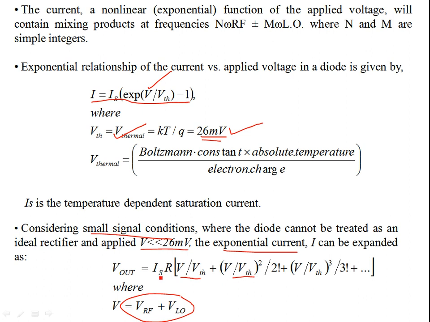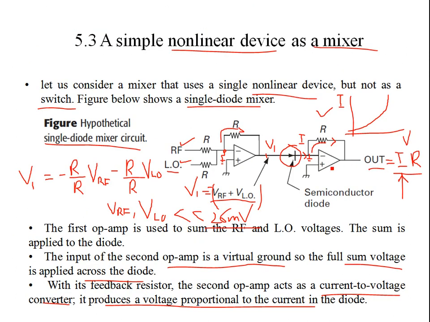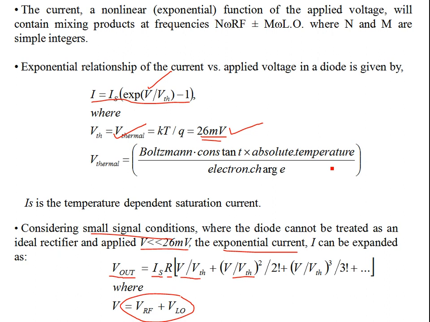So you see that this is your saturation current multiplied by R, and this is what you get at the output. This is the current to voltage converter, that's what you have at the second op-amp. Now, the first thing to notice is that this is IS exponential V, and we have expanded this in series, and this current multiplied by R is what you have at the output.